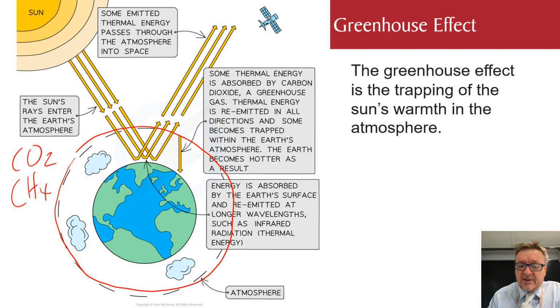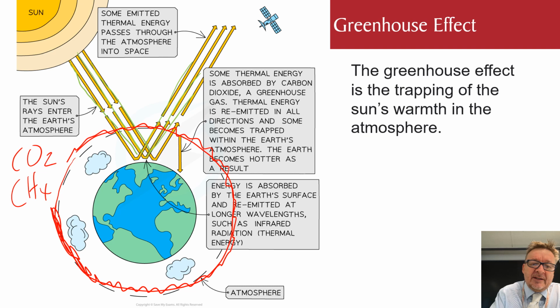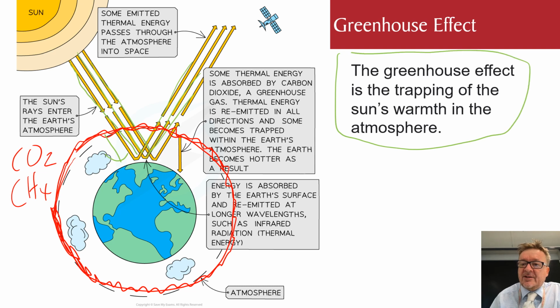Normally what happens, I'll do it in green, is sunlight shines in, hits Earth, and then it turns into heat energy that can rise and come out. But as we make this carbon dioxide layer and methane layer thicker, less of that heat can escape Earth. So rather than the heat escaping, the heat stays in. And if the heat stays in, the temperature of the Earth increases. So I've put on here a summary: the greenhouse effect is the trapping of the sun's warmth in the atmosphere.